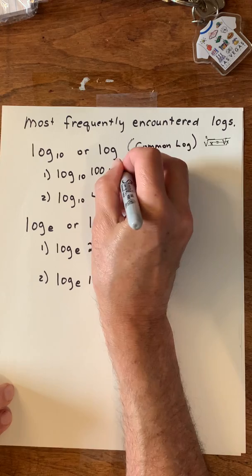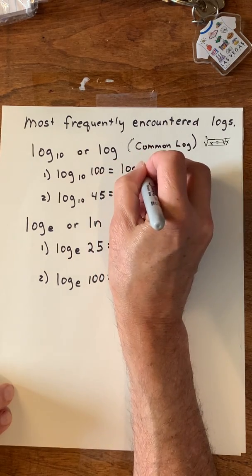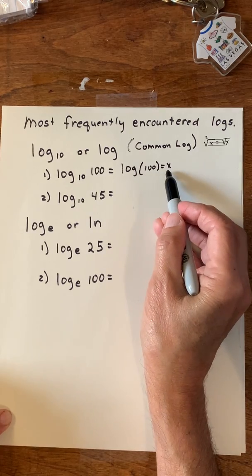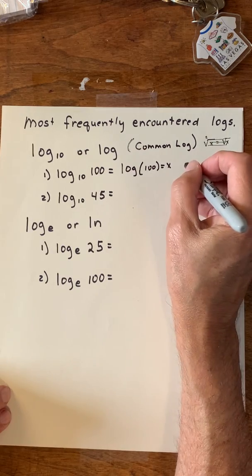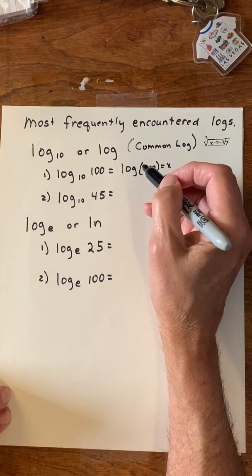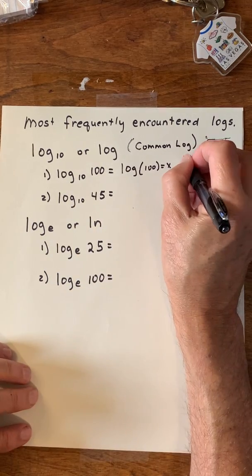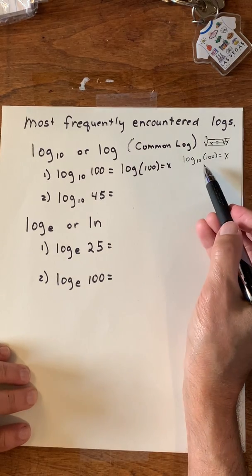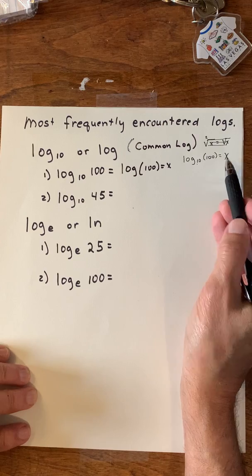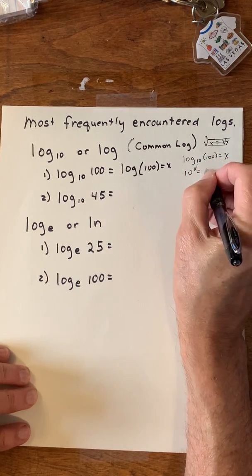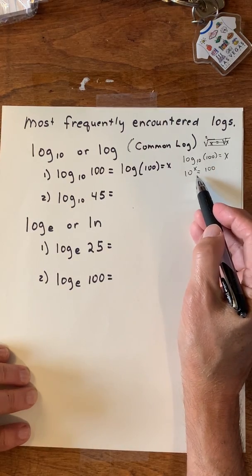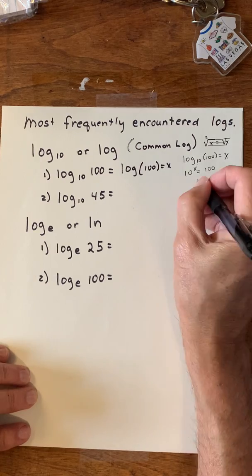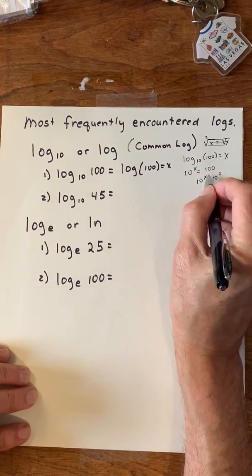Log base 10 of 100 would probably be written without the base, log of 100. And if we were trying to find out what log of 100 is, we could use our transformation of a logarithmic expression into an exponential expression. If I had log base 10 of 100 equals x, I could simply say, well, this is saying 10 to what power equals 100. And we do here what we did in 7.1. In the place of 100, we would put 10 squared. So 10 to the x equals 10 squared. Aha, x must be 2.